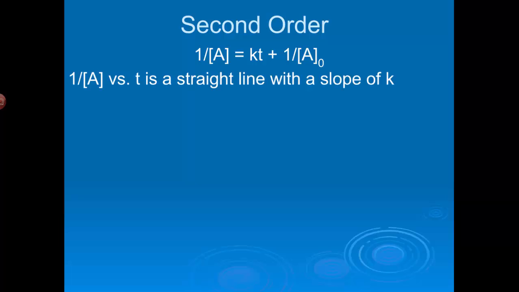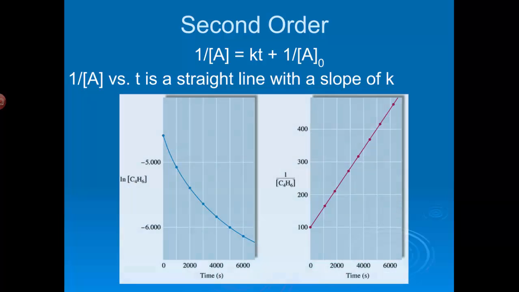Second order. Now this is second order in A and second order overall. This would be what it would look like. 1 over A is equal to kt plus 1 over A naught. So I put this again in y equals mx plus b form, okay, where y is 1 over the concentration of A, x is still time, and the intercept is 1 over the initial concentration of A, okay? And if we plot 1 over A concentration versus t, we get a straight line.